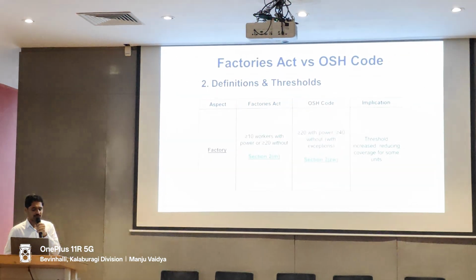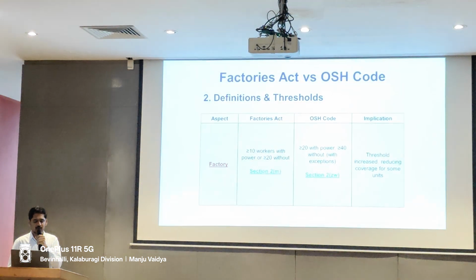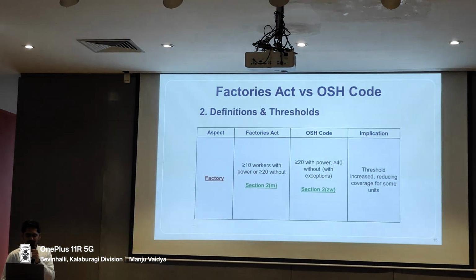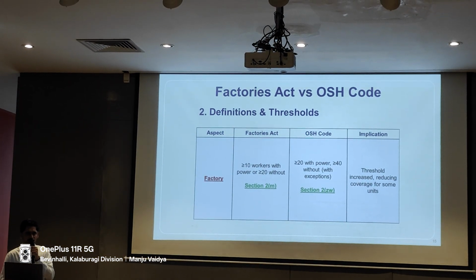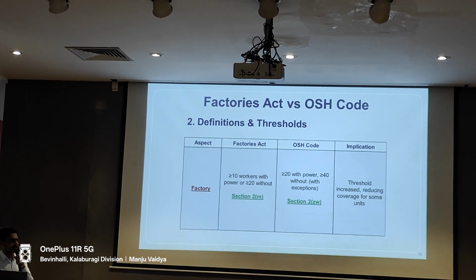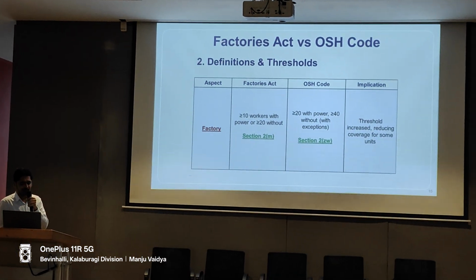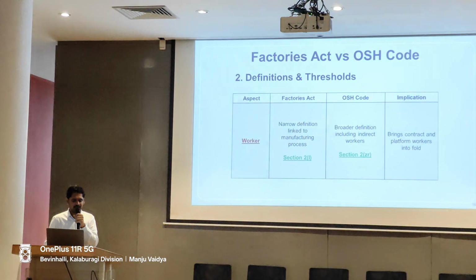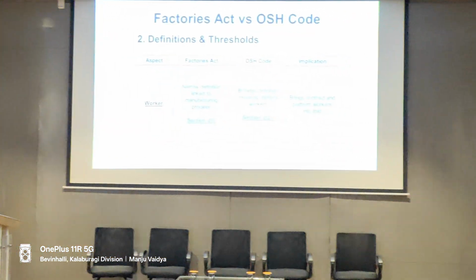So, definition. The definition of factory before was, as I told, more than 10 workers with power or without power. Now the OSH code makes it 20, and one thing we have to notice here is, if there is a use of power, any number of power and any number of people, that will come under the OSH code. So, worker definition in the Factories Act was a very narrow definition linked to the manufacturing process only.